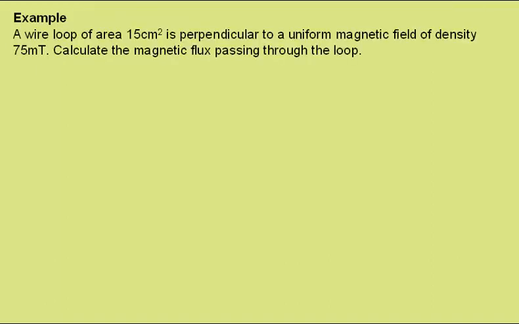Here's a simple example. A wire loop of area 15 square centimeters is perpendicular to a uniform magnetic field of density 75 millitesla. Calculate the magnetic flux passing through the loop. Well, for this we need magnetic flux phi is equal to BA, and putting in the values of 75 millitesla, 15 square centimeters is 15 times 10 to the minus 4 square meters, as there are 10,000 square centimeters in a square meter. This gives a magnetic flux of 1.1 times 10 to the minus 4 Webers.